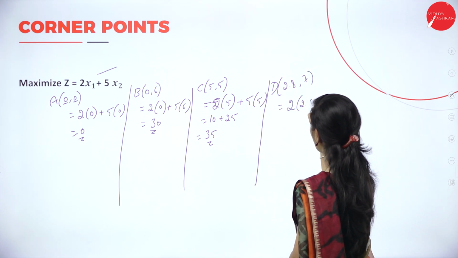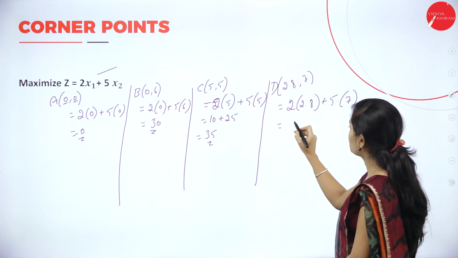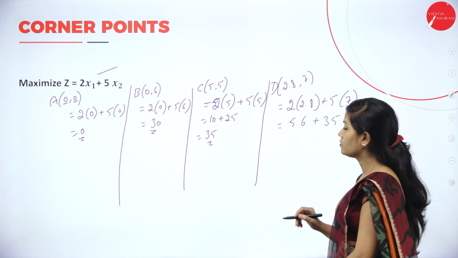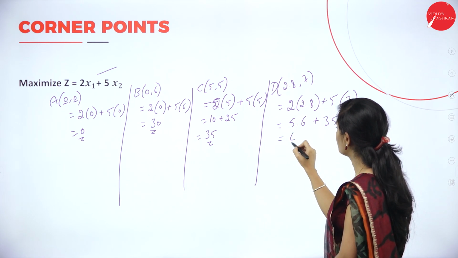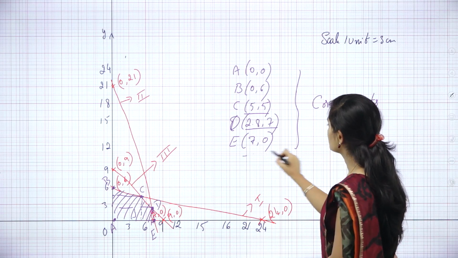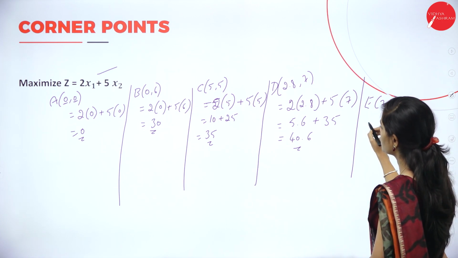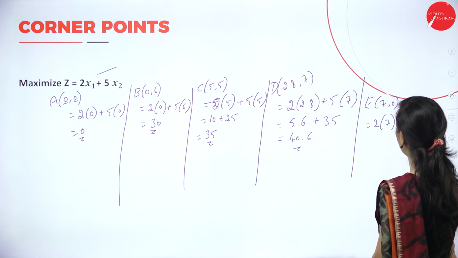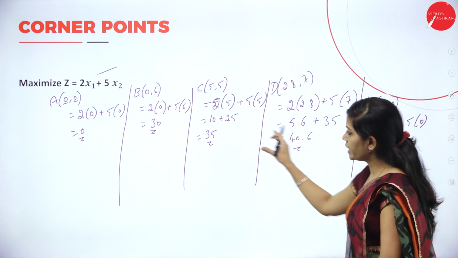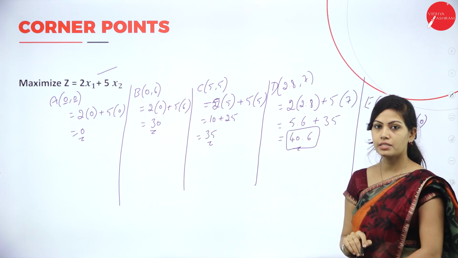2 into 2.8 plus 5 into 7. So 2 into 2.8 is 5.6 plus 35. So 35 plus 5.6 is 40.6. And the last point is E of 7 comma 0. Substitute the values. 2 into 7 plus 5 into 0. So it is 14. So out of these values, which is the maximum value here? So 40.6 is the maximum value.